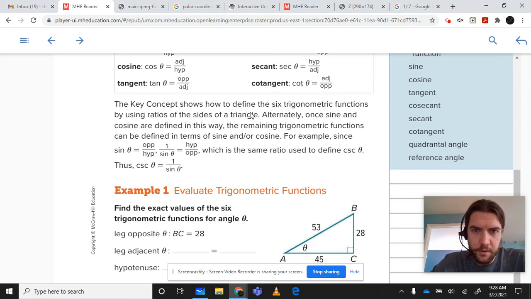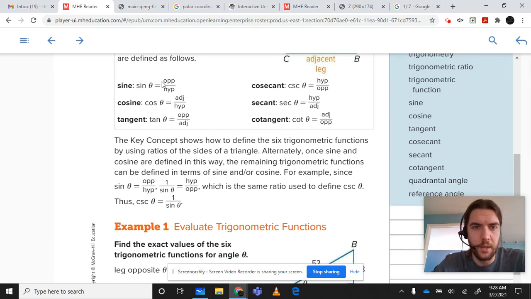The key concept shows how to define the 6 trigonometric functions by using ratios of the sides of a triangle. Alternately, once sine and cosine are defined in this way, the remaining trigonometric functions can be defined in terms of sine and/or cosine. For example, since sine of theta is opposite over hypotenuse, 1 over sine of theta is hypotenuse over opposite, which is the same ratio used to define cosecant. So they're basically saying once you've created definitions for these two, the others are just inverted versions of those.